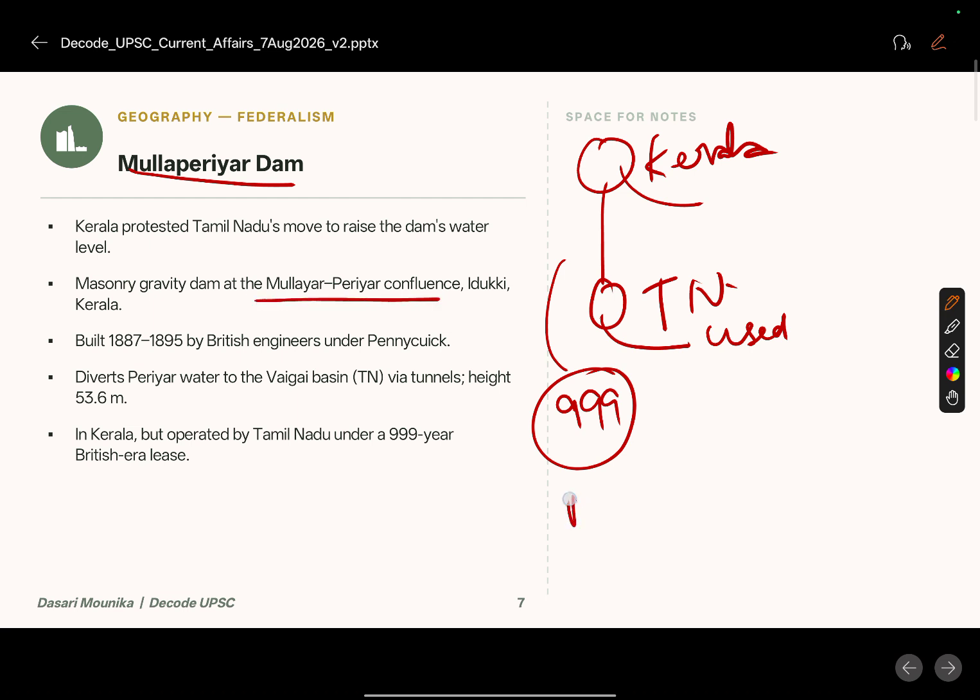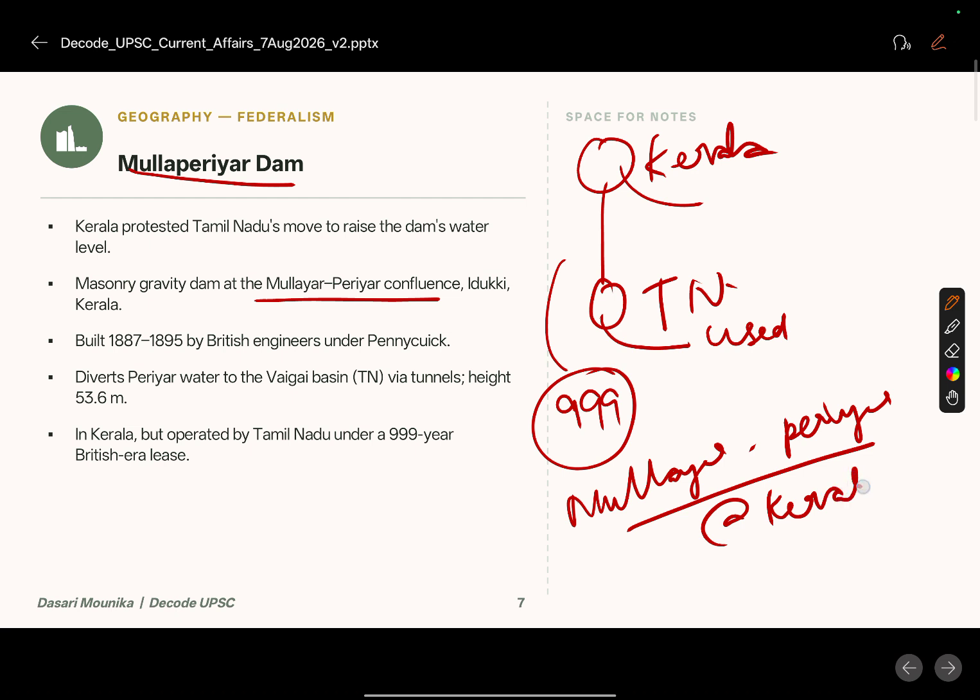Mulla Periyar Dam's name comes from linking two different rivers, Mulayar as well as Periyar, in a Kerala district. Here, why it is in the news is that the Tamil Nadu government wanted to raise the level of the dam. That is the reason Kerala protested; it did not want the Tamil Nadu government to raise the level of the dam. Clear?